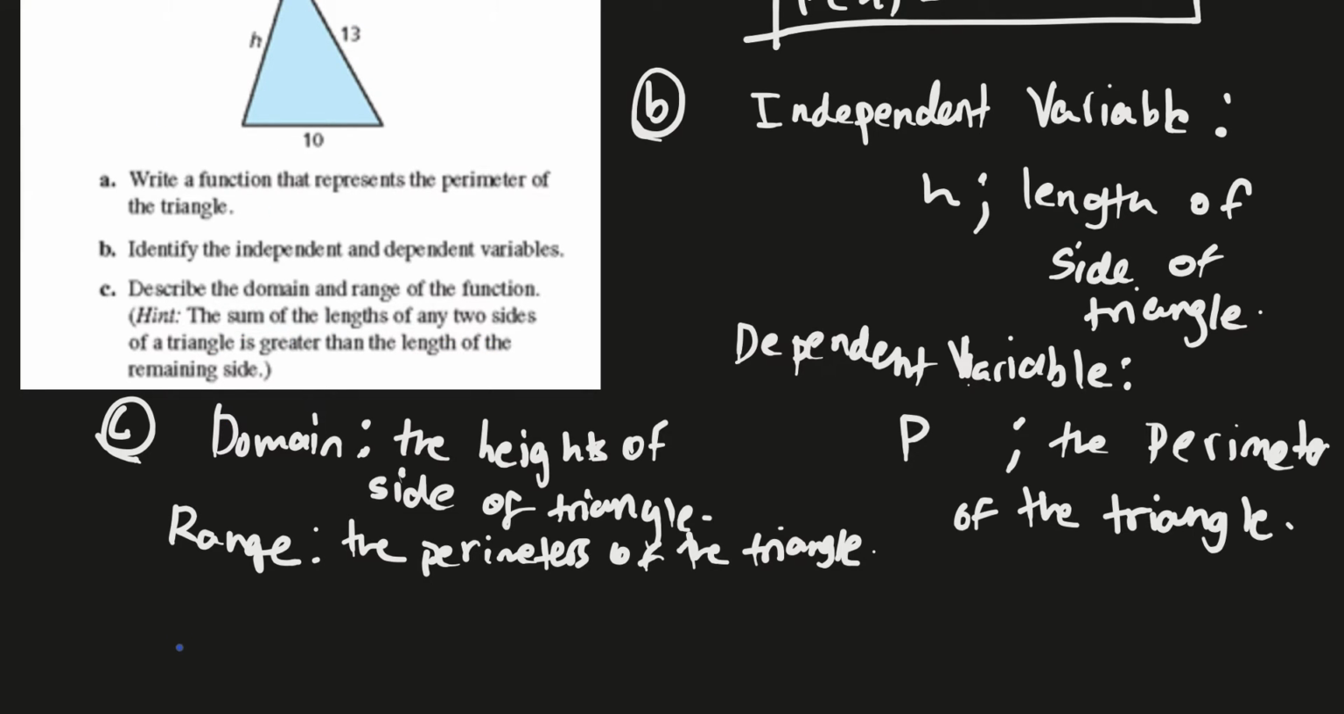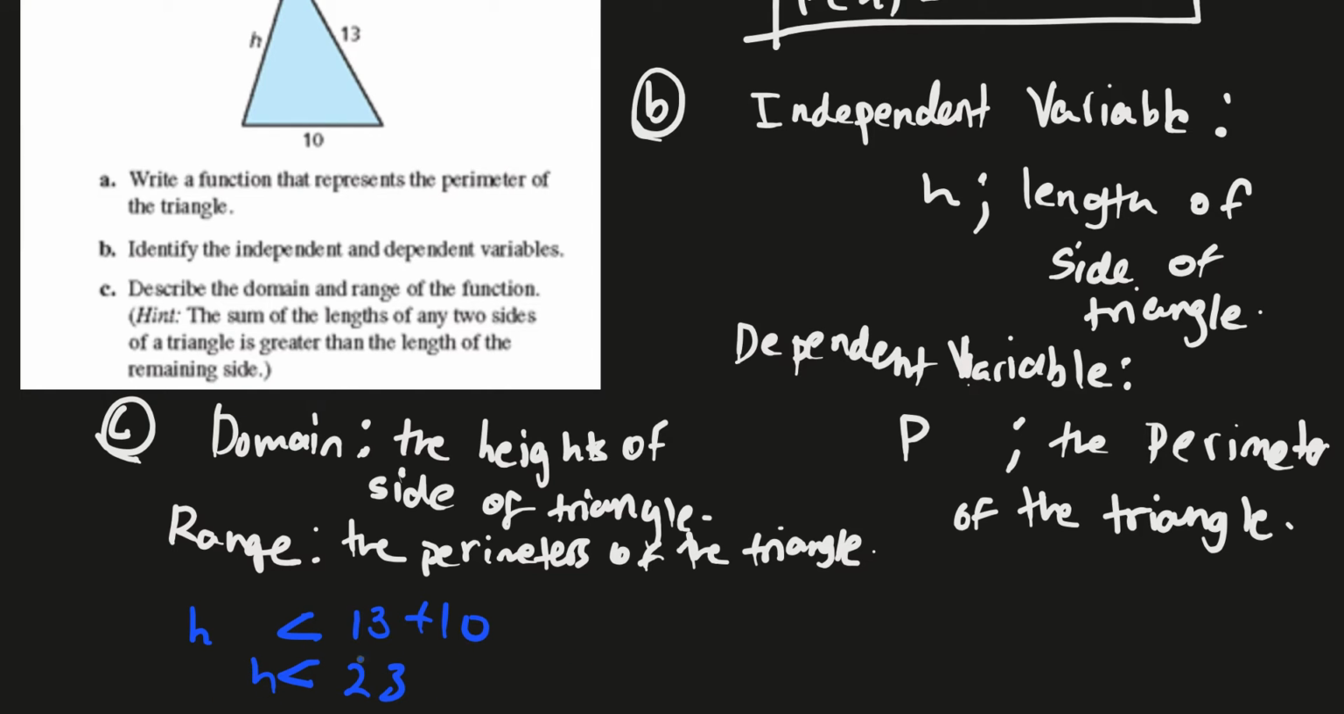Well, we have three sides. That means h is one of the sides, h is the third side. The summation of 13 plus 10 is the sum of the two sides. The sum of any two sides should be greater than the length of the remaining side. So this should be greater than h. I didn't say it's greater than or equal to, it should be just greater. So this is what we have. So h has to be less than 23, or 23 has to be greater than h.